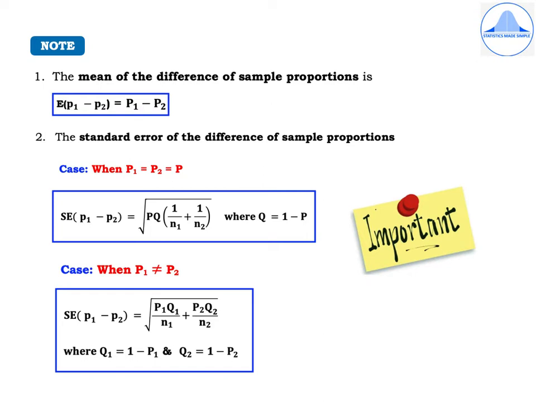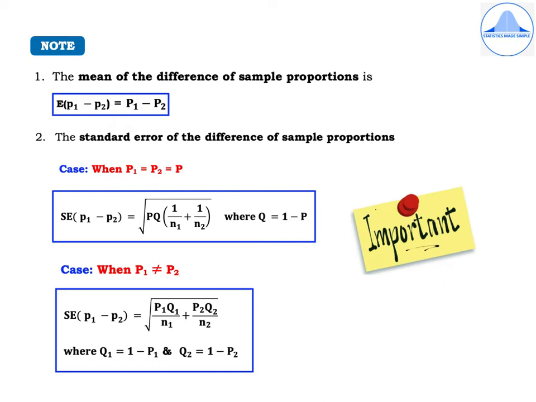Second, the standard error of the difference of the sample proportions. Here we have two cases. The first case is when capital P1 is equal to capital P2 is equal to capital P. That is, both the population proportions are equal to capital P. In this case, the standard error is SE of p1 minus p2 equal to root of PQ into 1 by n1 plus 1 by n2, where Q is equal to 1 minus P. Now here, the formula is what appears in the denominator of the test statistic when capital P1 is equal to capital P2 is equal to capital P.